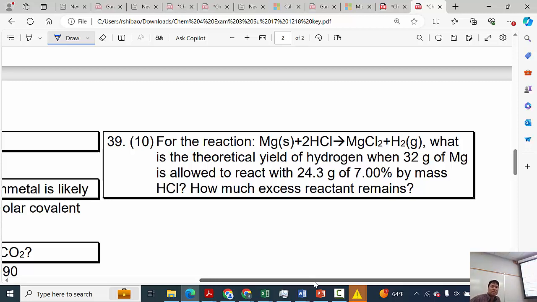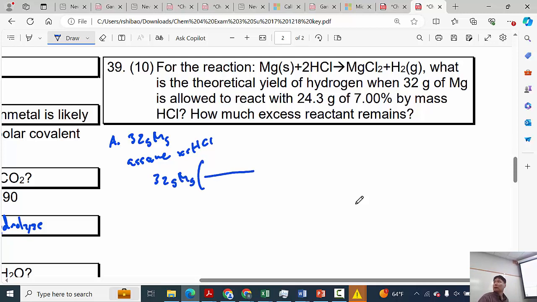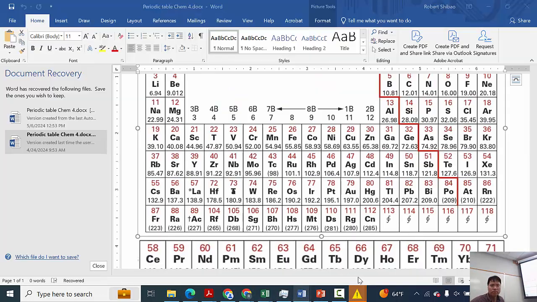So what type of problem is this? Yeah, this is a limiting reagent problem. And which method do you prefer, the smaller amount method or the comparison moles method? Smaller amount method. Me too. So first part, we do 32 grams of magnesium and we assume excess HCl, and we'll calculate the yield. So 32 grams of magnesium, and then we're going to convert that to moles. The molar mass of magnesium is 24.31.